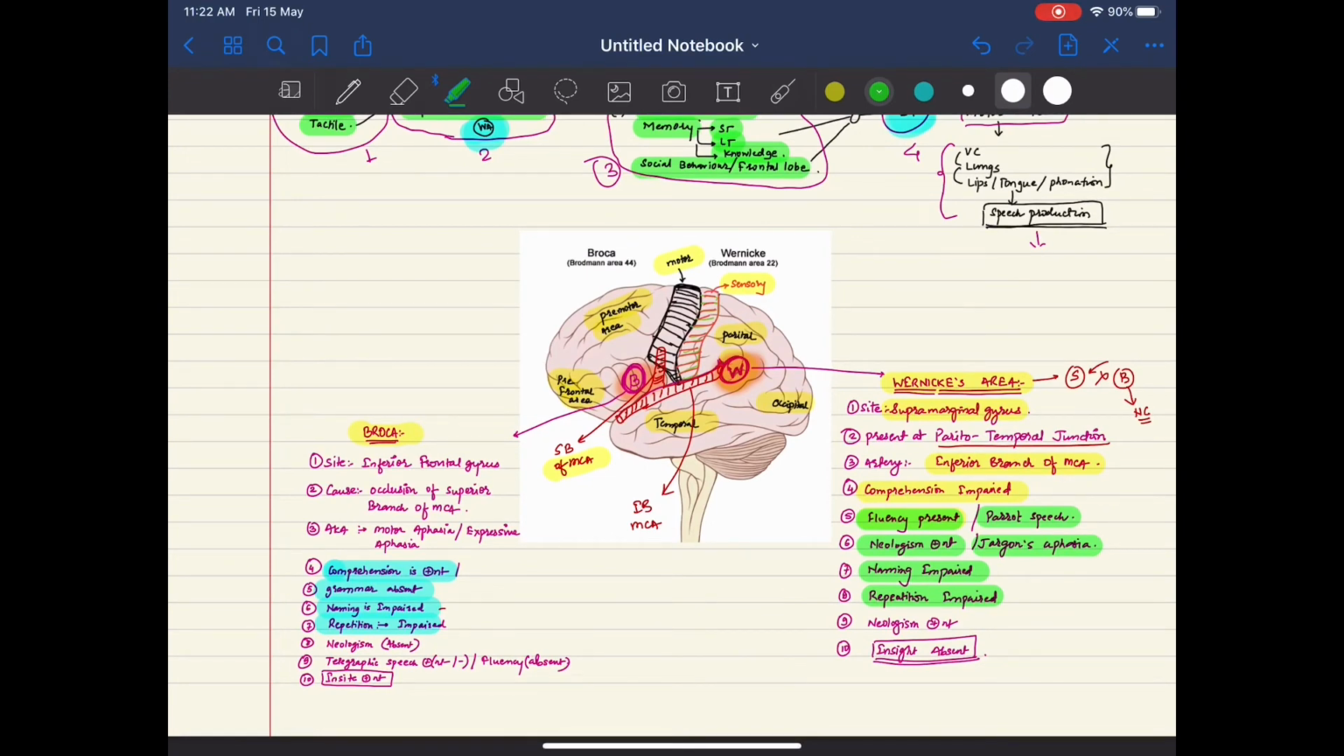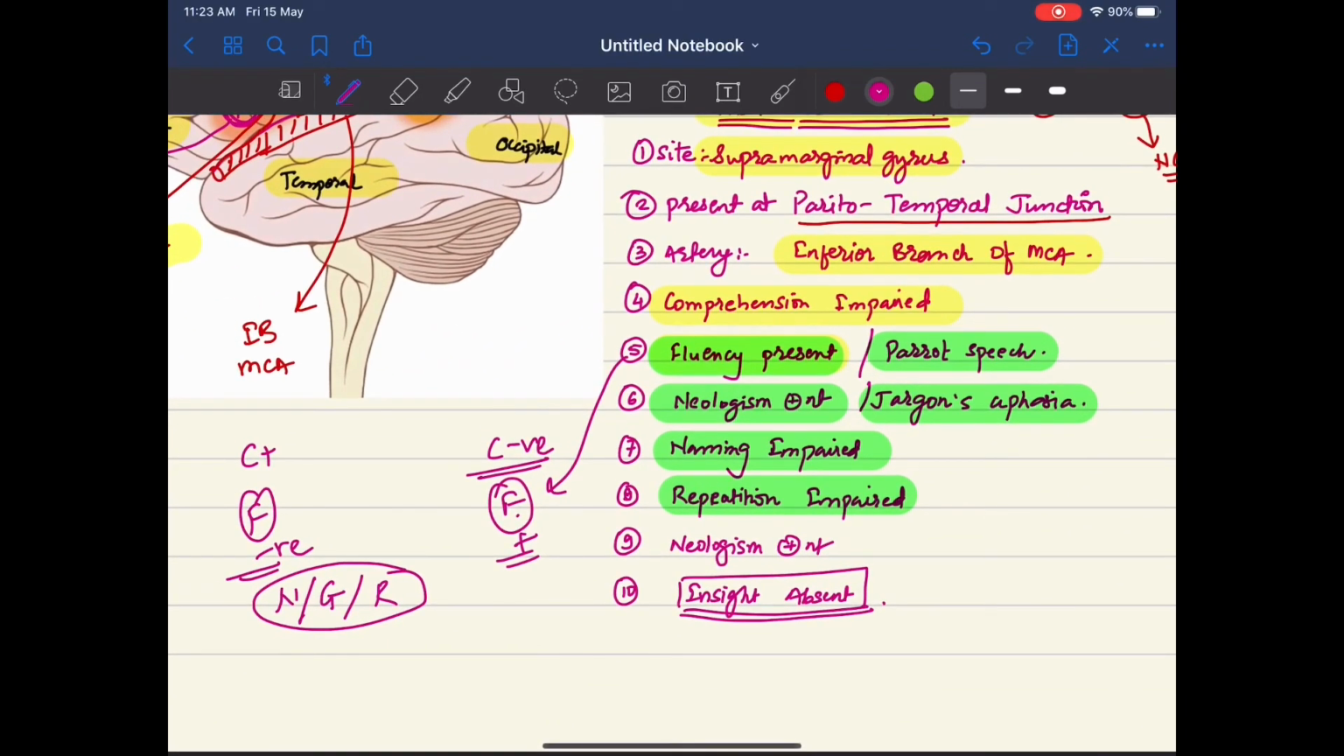Fluency is present in Wernicke's. Fluency is absent in Broca's. Naming, then grammar, and repetition will be impaired in both. Over here, comprehension is present. Here, comprehension is absent. So these are the only 2 points which you should remember. But these are the 10 points which are there. Last is nothing but neologisms will be present here. It will be absent in Broca's, and insight will be absent. So these are the important points which you should remember.